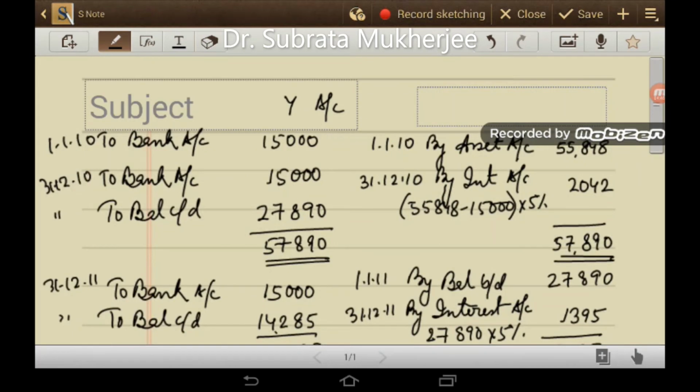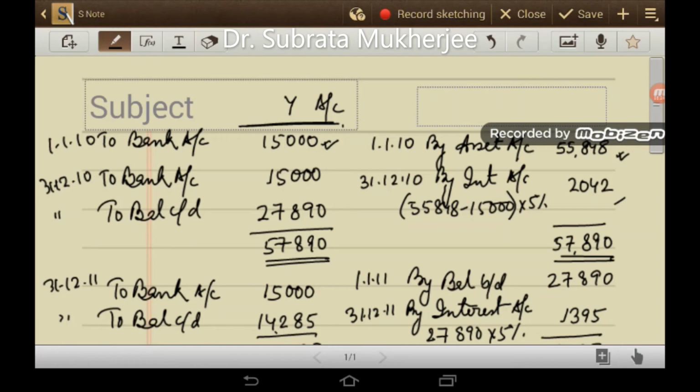Here I have prepared the ledger of Y, that is the hire vendor, in the books of X. On 1st January 2010, the asset has been purchased and the cash price of the asset is 55,848. So the asset account debit to Y or hire vendor account. So 55,848 is credited in Y account. Now on the same date, 15,000 is paid as down payment. So Y account debit to bank 15,000. Then interest is charged on the outstanding balance. So 55,848 minus 15,000 into 5% is 2,042.